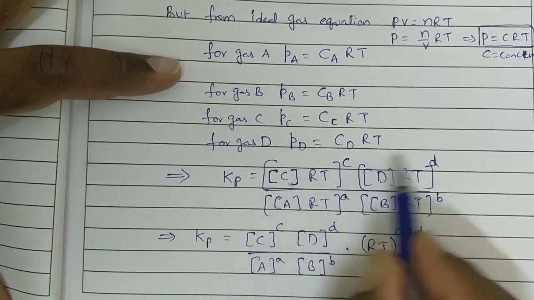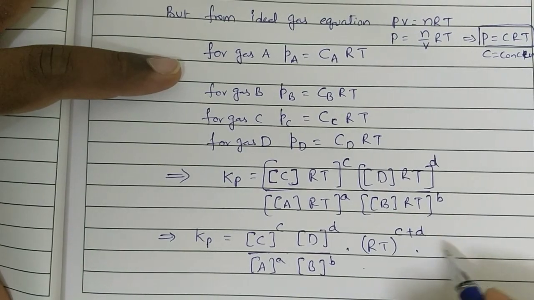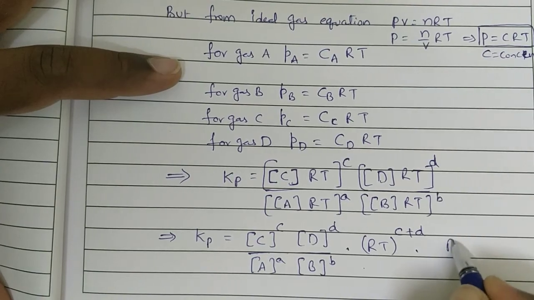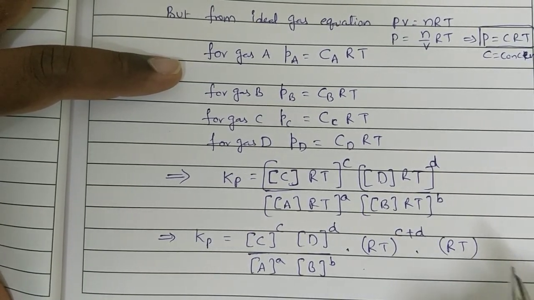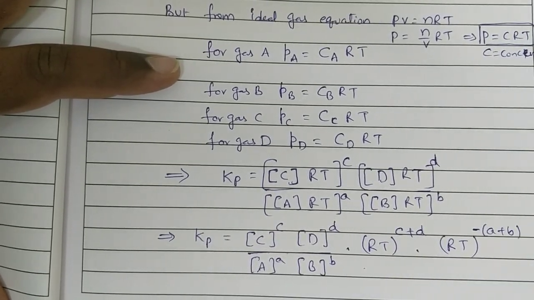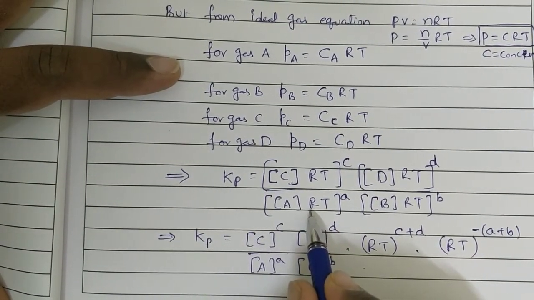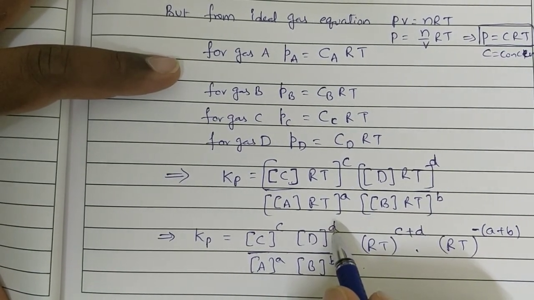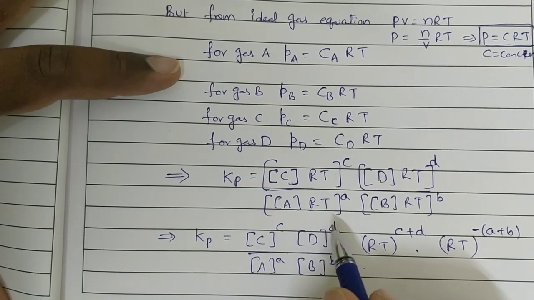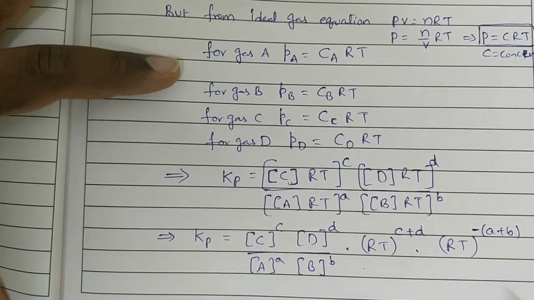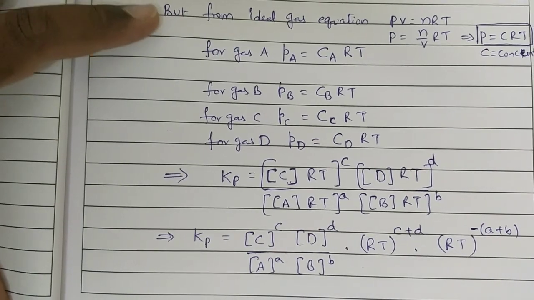Don't cancel that one, my powers are different. In the denominator RT is there, that one also I am bringing to the numerator. It will become minus of a plus b, because in the denominator RT power a into RT power b will become RT power a plus b. RT power a plus b coming to the numerator will become minus of a plus b. Till this, is it clear?